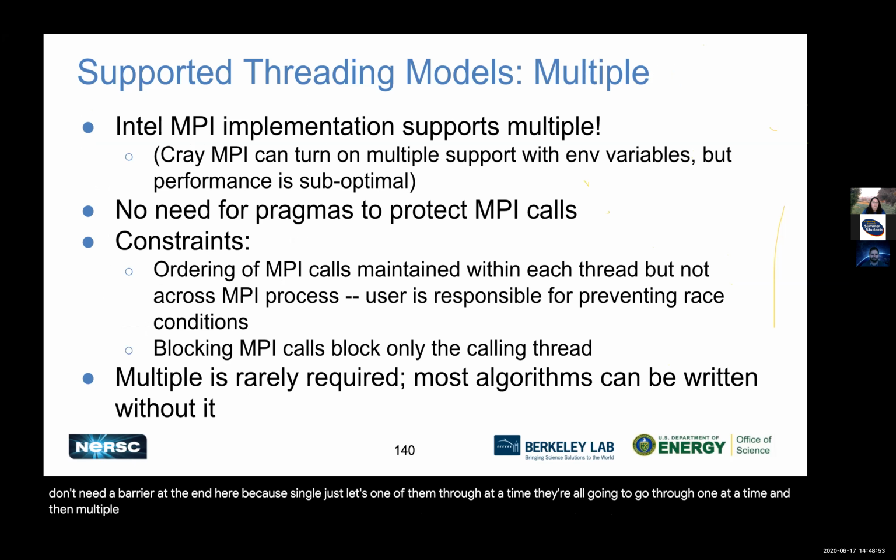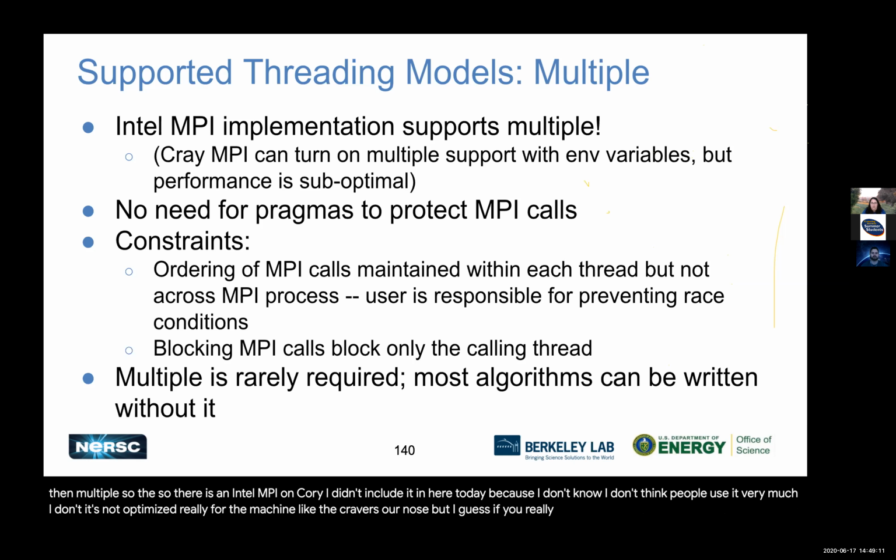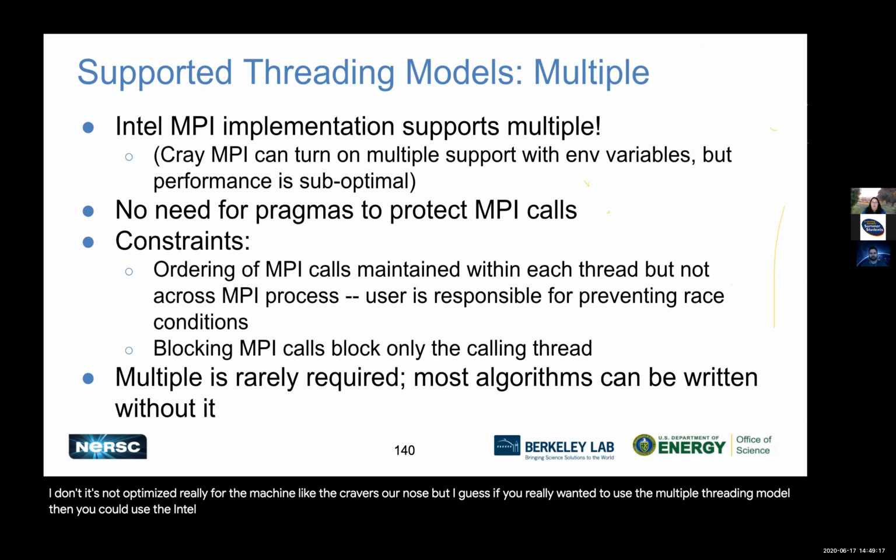And then multiple. There's an Intel MPI on Cori. I didn't include it here today because I don't think people use it very much. It's not really optimized for the machine like the Cray version is. But if you really wanted to use the multiple threading model, then you could use the Intel MPI implementation.